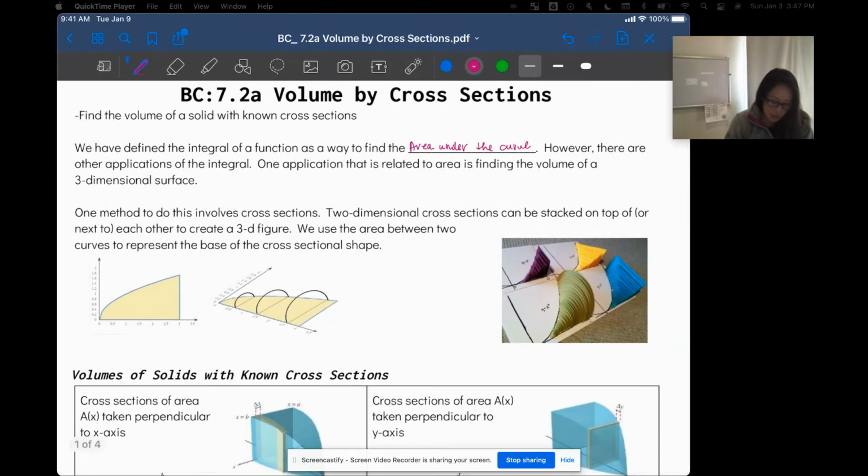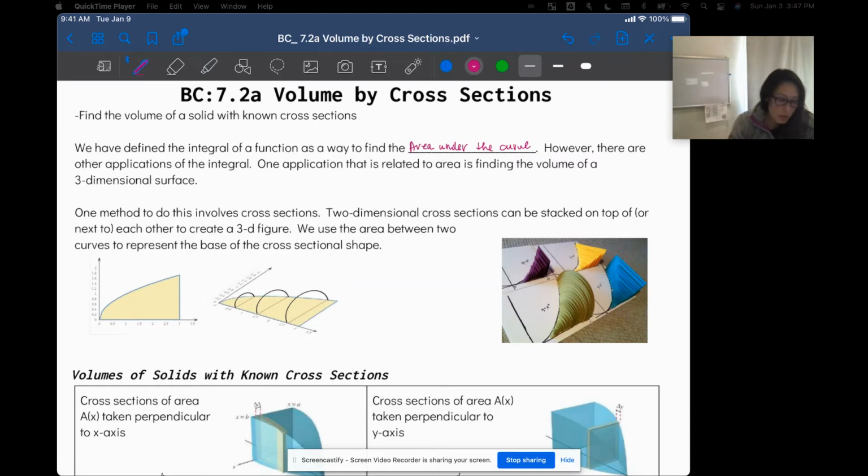Right, so we know that we can use an integral to find the area underneath a curve. But one application we can use now is to use an integral to help us find the volume of a three-dimensional object. Basically, you're using what you know about area as one of the inputs to your volume equation.